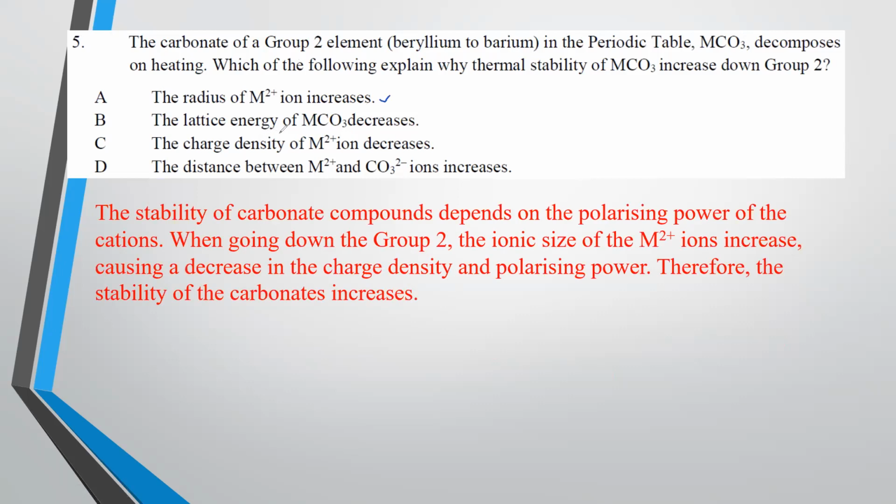B, the lattice energy of MCO3 decreases, which is also correct because when going down group 2 carbonates, as the size of the group 2 ion increases, the lattice energy decreases. C, the radius of the M2+ ion also increases, so the charge density decreases. This statement is also correct. And D, the distance between M2+ and CO3 2- actually increases. They are trying to state the inter-ionic radius.